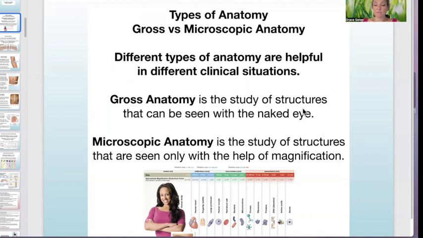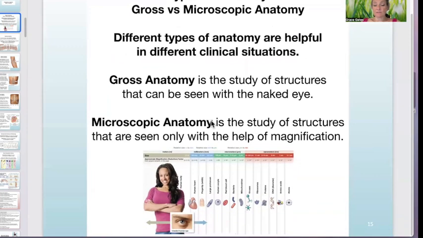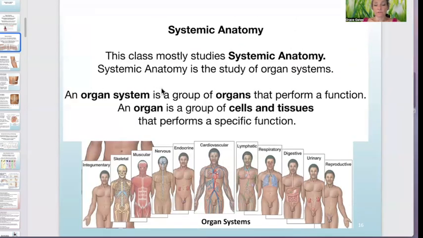Gross anatomy is the study of structures that can be seen with the naked eye. Microscopic anatomy is the study of structures that are only seen with the help of magnification. So first, we'll talk about types of gross anatomy. So systemic anatomy, which is how this course is organized. Systemic anatomy is the study of organ systems, which is where the word systemic comes from. And an organ system is a group of organs that perform a function, whereas an organ is a group of cells and tissues that performs a function.